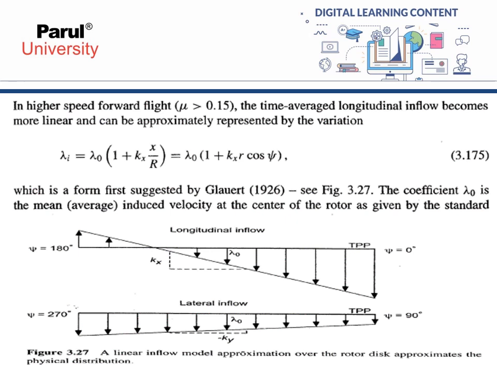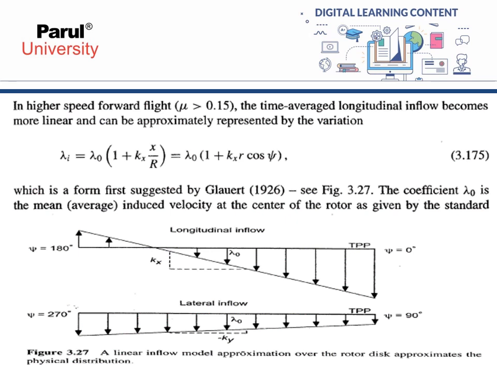Now, in higher speed forward flight, mu greater than 0.15, the time-averaged longitudinal inflow becomes more linear and can be approximately represented by the variation lambda is equal to lambda naught times bracket 1 plus kx x by r, which is equal to lambda naught times bracket 1 plus kx r cos psi, a form first suggested by Coleman in 1945, figure 3.28. The coefficient lambda naught is the mean induced velocity at the center of the rotor as given by the standard momentum theory. You can see in this figure the linear inflow model approximation over the rotor approximates the physical distribution.